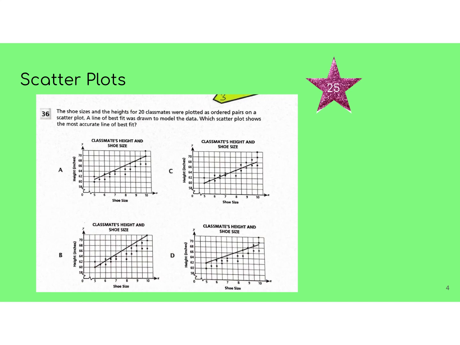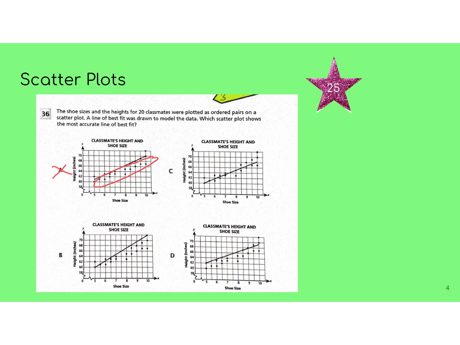This scatter plot one says the shoe sizes and heights for 20 students are plotted as an ordered pair. Which scatter plot shows the most accurate line of best fit? So remember, this line of best fit concept is about half the dots above and about half the dots below. So I feel like it's pretty obvious for us that more dots than not are below this line. So I'm going to say not the best line of fit.